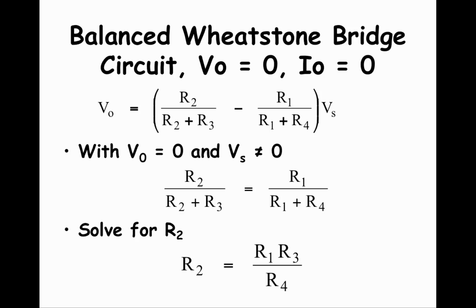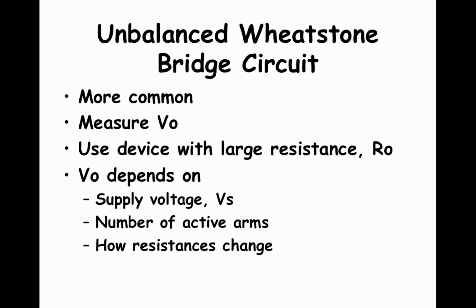This simple expression can be used to measure how R2 changes by adjusting R3. Unfortunately, we need a way to know how much we adjust R3. This is not so easy, so balanced Wheatstone bridges are not used very much. The more common approach is to use an unbalanced Wheatstone bridge circuit, where V0 is not equal to 0. We will talk more about unbalanced Wheatstone bridge circuits in the next video.